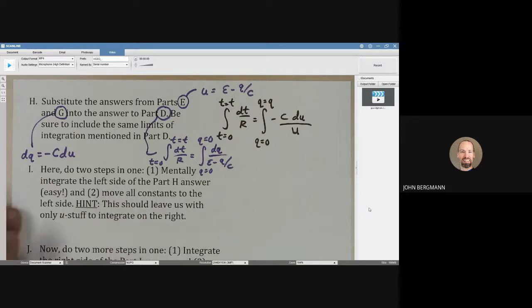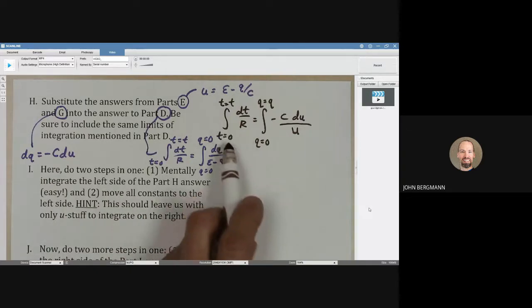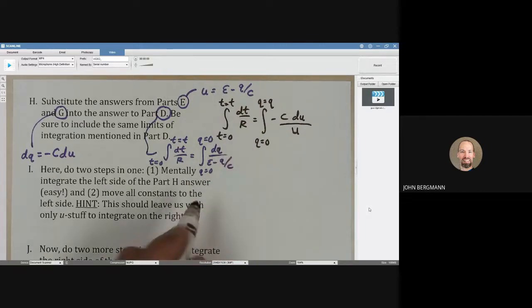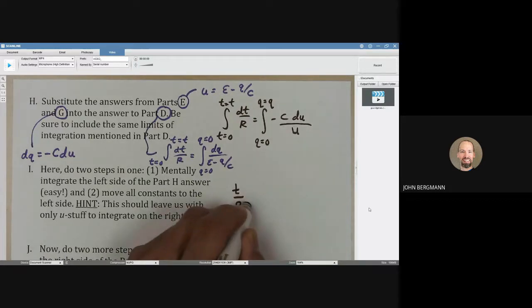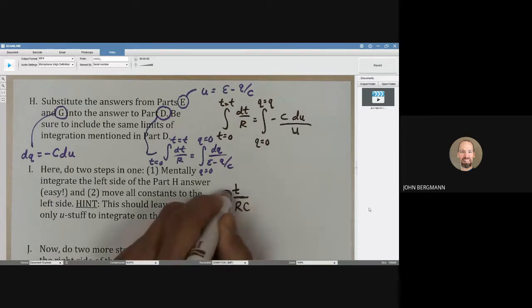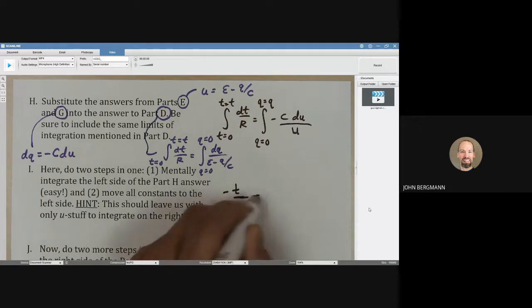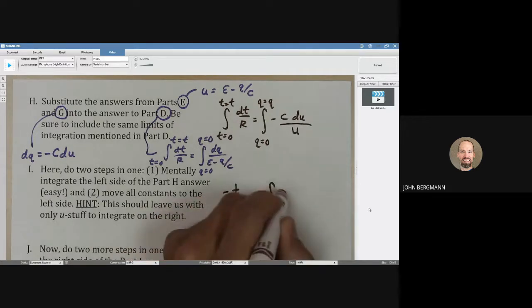So let's do that. If we integrate this with respect to time and include those limits, that is simply t over r. And we're going to move all the constants to the left side. This C is a constant. That's going to go on the left side, so let me put that next to the R. I'll go ahead and put the negative sign over there. And everything else on the right is unchanged, like that.